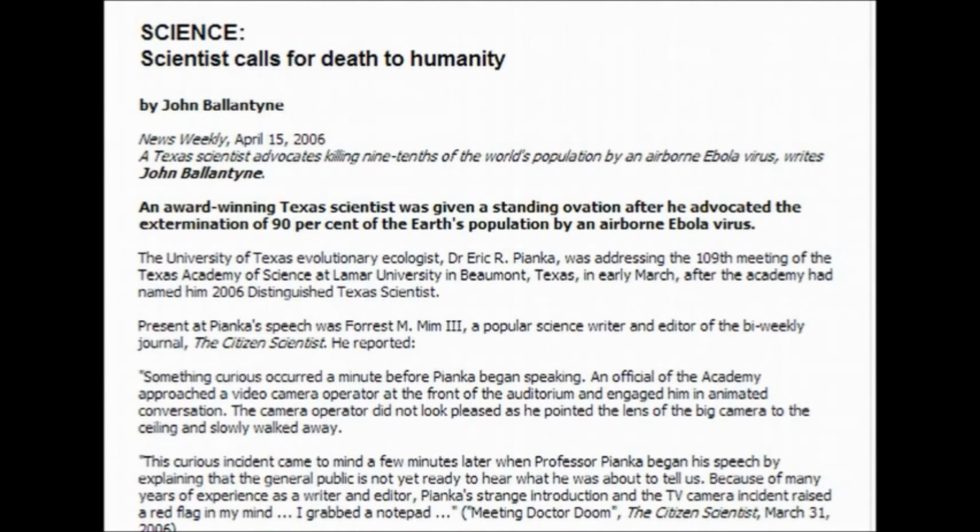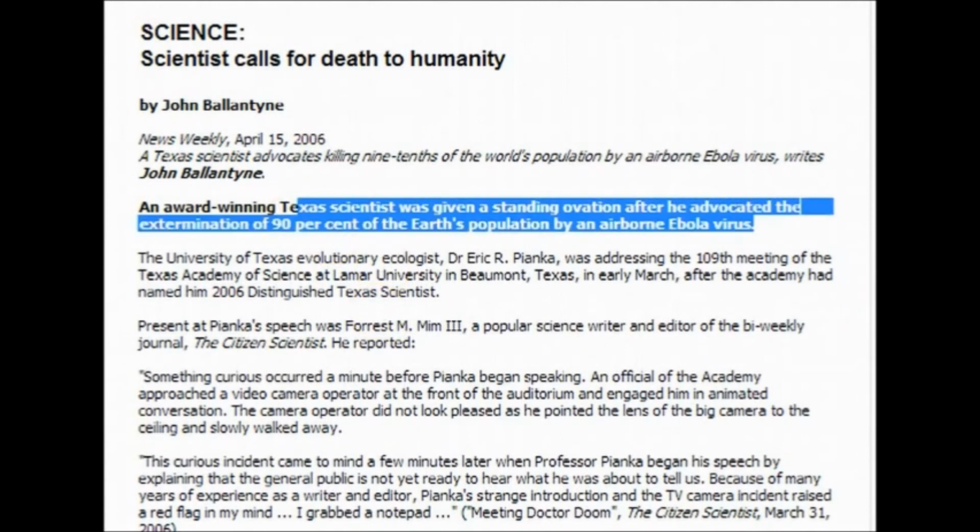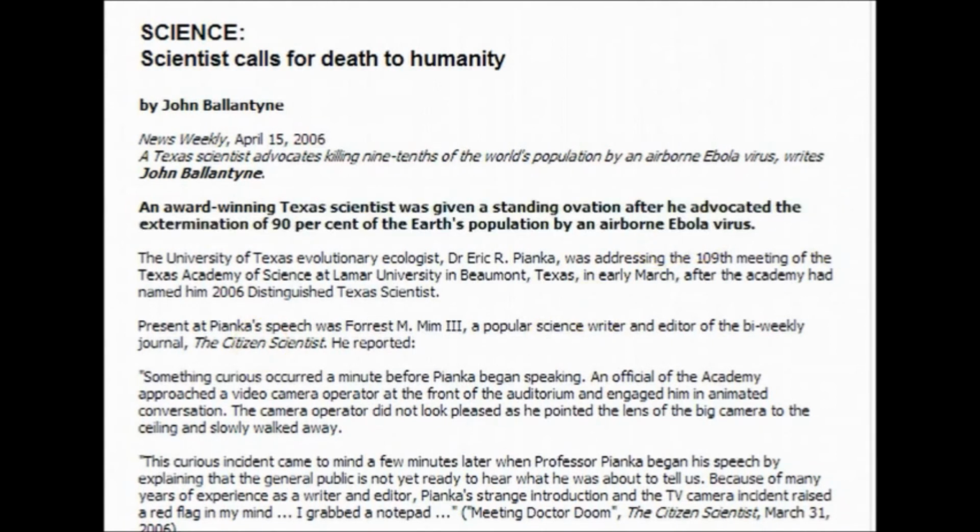An award-winning Texas scientist was given a standing ovation after he advocated the extermination of 90% of Earth's population by an airborne Ebola virus.